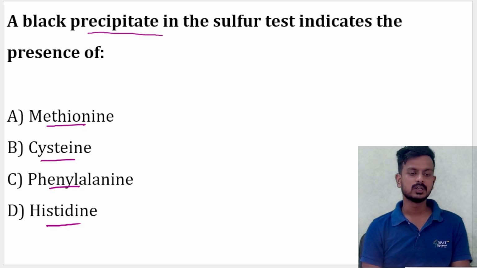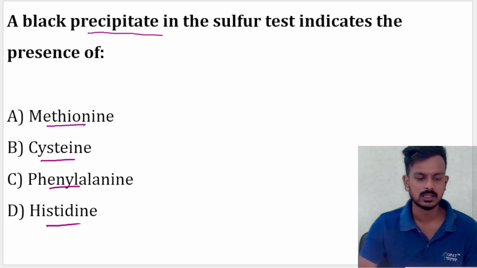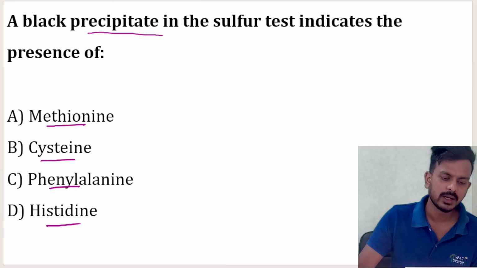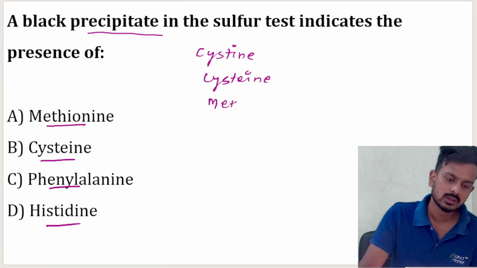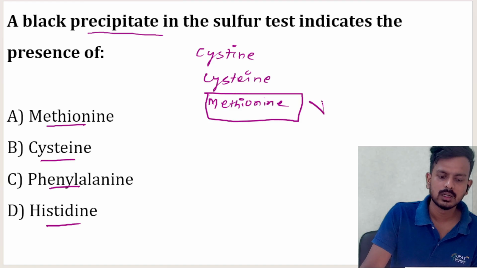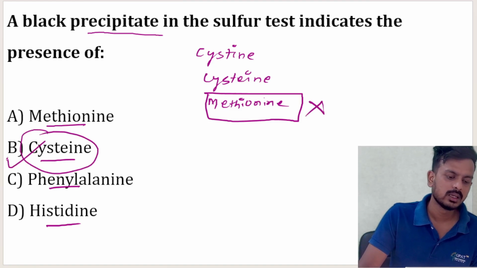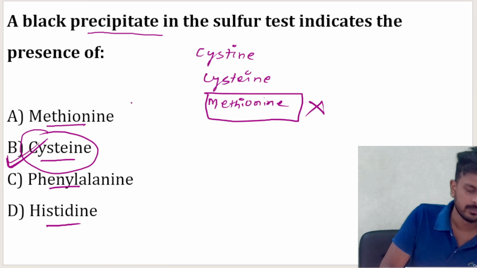So black color precipitate means it is for the detection of sulfur. What is the rule I told you? You remember the three sulfur containing amino acids: one is cysteine, one is cystine, and one is methionine. Methionine does not give a positive result for the sulfur test, but cysteine and cystine will give positive for the sulfur test. Option B is the correct answer. Okay. Next question.